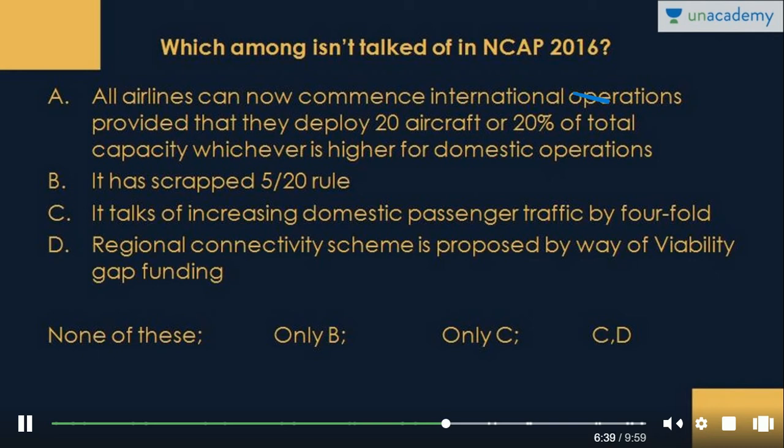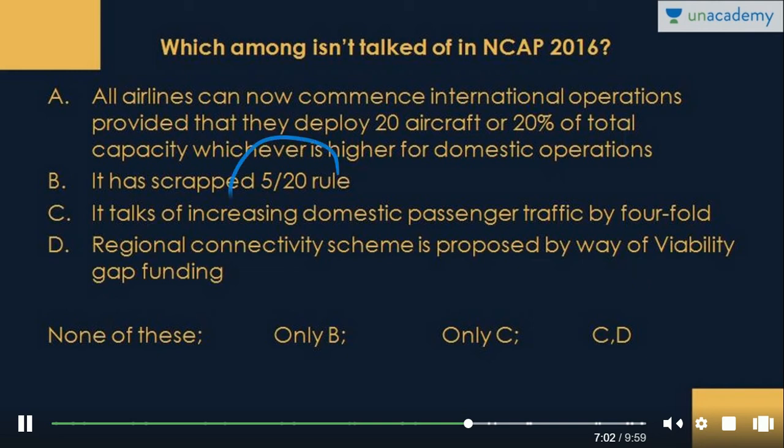So looking at options here under National Civil Aviation Policy, this is important. This is to boost regional connectivity as well as develop our aviation sector. So hereby they asked which among them is not talked of. So hereby whichever options are given, all of them were the ones which were proposed in National Civil Aviation Policy. So all of them are correct and here none of these is the correct option.